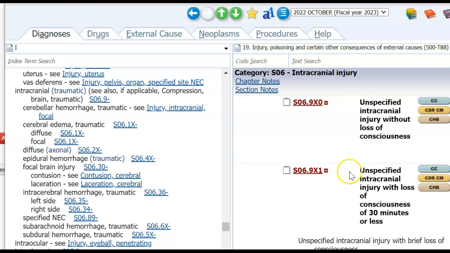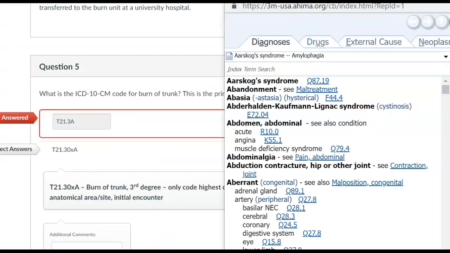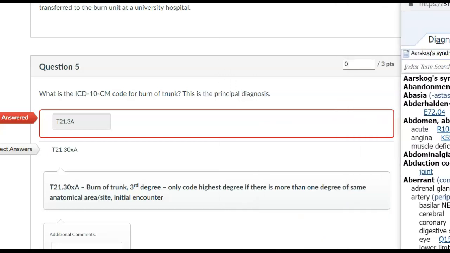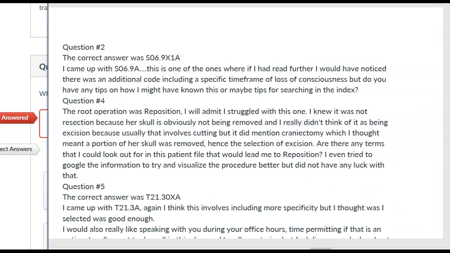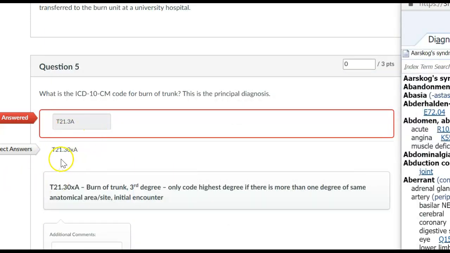Once again, I just don't think you looked far enough in your tabular. So double check that, make sure you're on the same page as I am. So you look up the main term, but you need to double check it for more digits in the tabular. So hopefully that makes sense for you. Okay, let's go ahead and talk about number 5. So with this one here, like I said, right here we have burn trunk 3rd degree. And I think, let me look to see what you had. You had T21.3A.